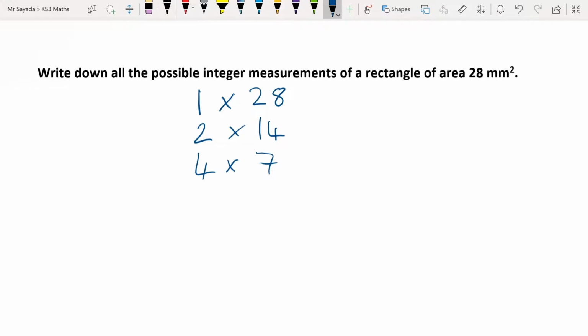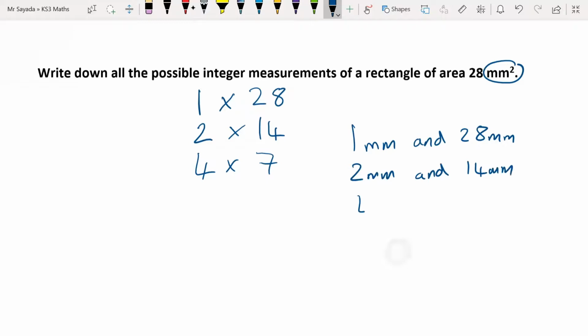You should have said millimeters because the area was in millimeters squared. So therefore I have 1 millimeter and 28 millimeters. That would give me an area of 28 millimeters squared. 2 millimeters and 14 millimeters, that's another possibility. And the third possibility is 4 millimeters and 7 millimeters.